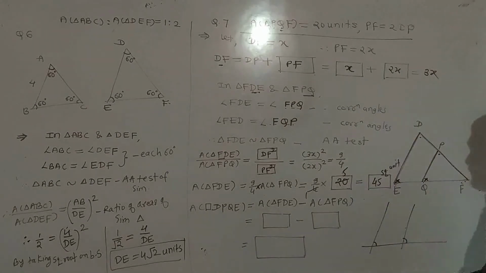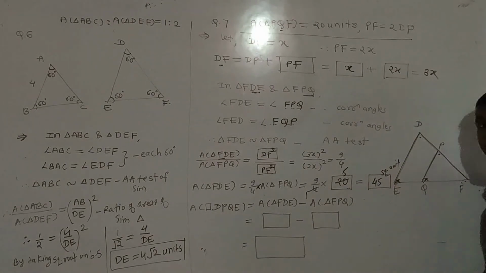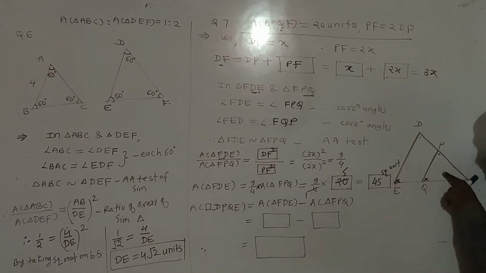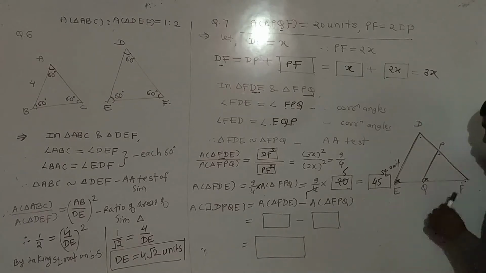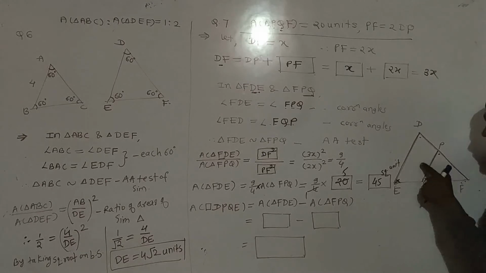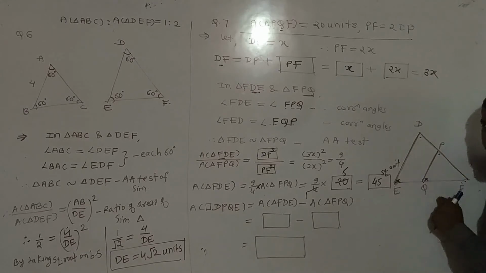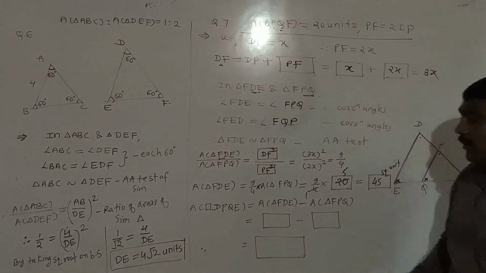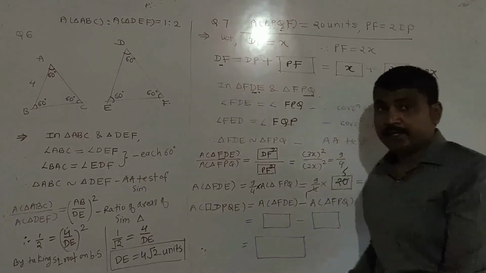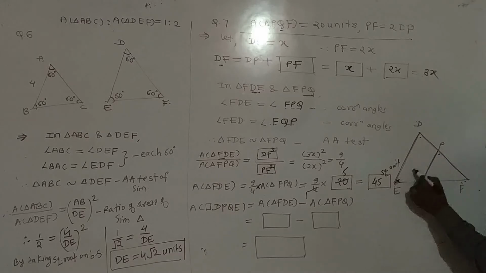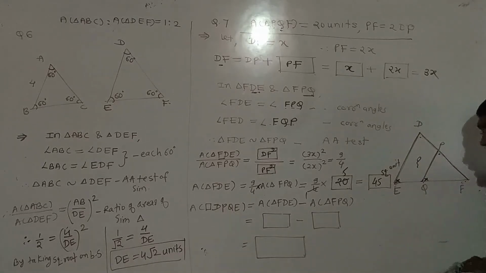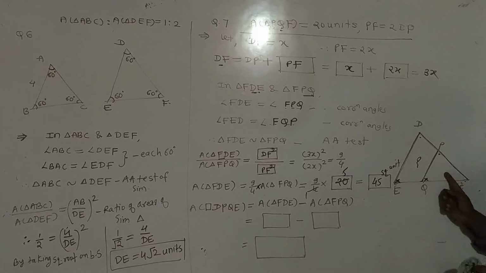Just look at the figure. In the given figure, it is clear that area of this triangle plus area of this quadrilateral will give the total area. Look, when you add this area and this area, we get the whole area. So what is given here? We have to find area of quadrilateral DPQE. So we have to find this area. So how will we find this area? It is clear that we have to subtract this area of triangle from the whole triangle.